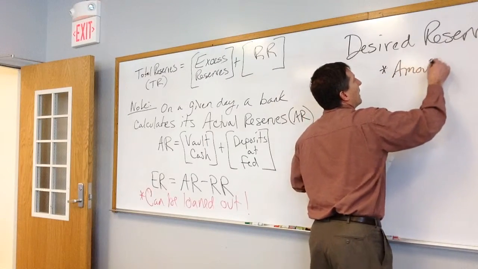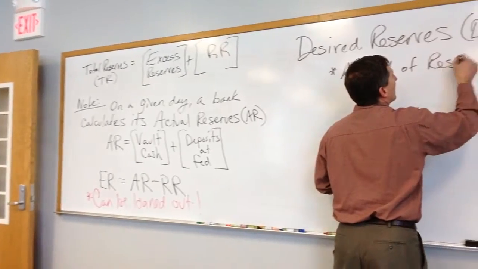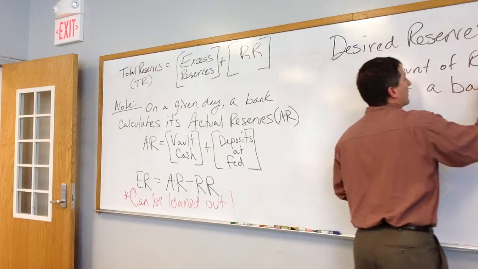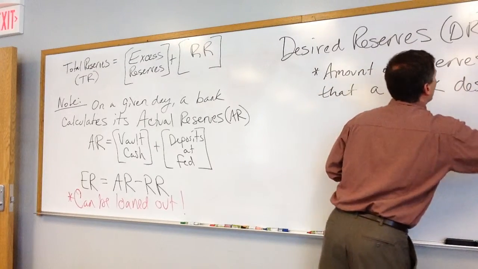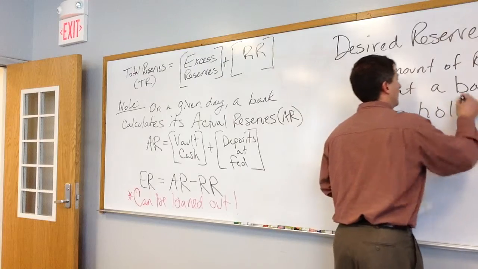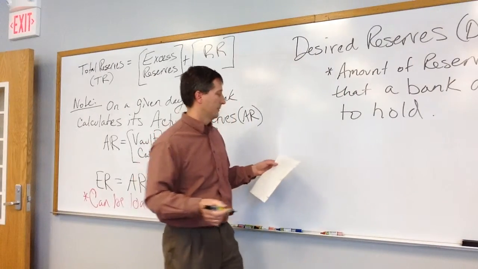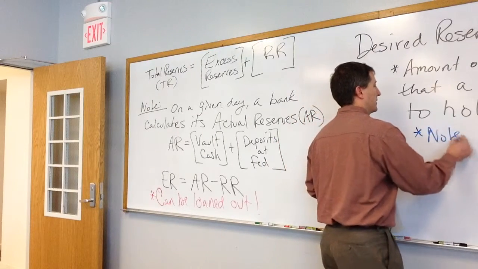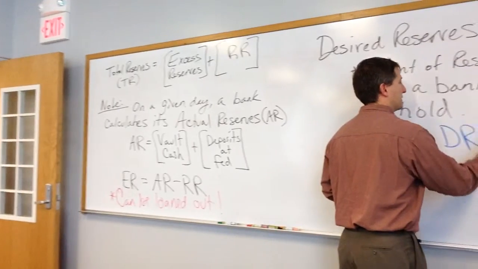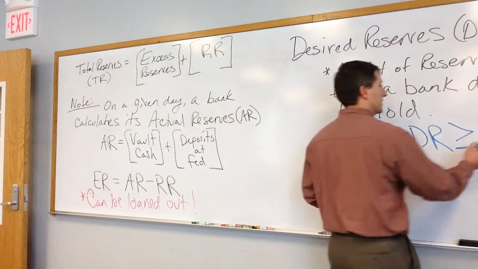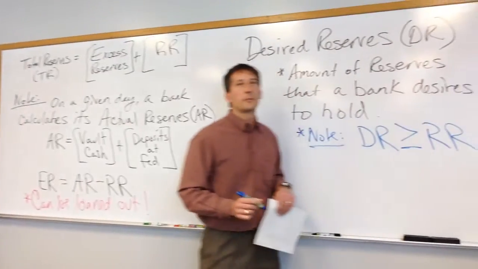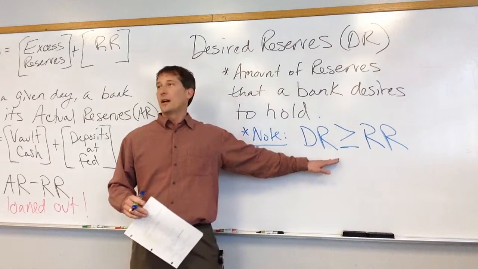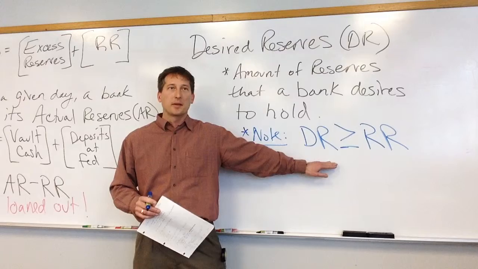This is the amount of reserves that a bank desires to hold. Note, desired reserves must be greater than or equal to required reserves. Government says you have to have at least this. They say, I'd rather hold 25% because we got some other things going on. That's fine.